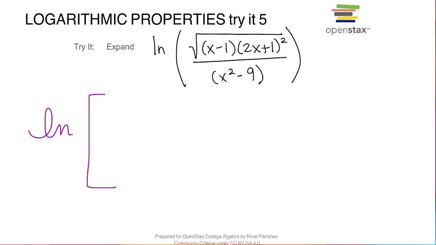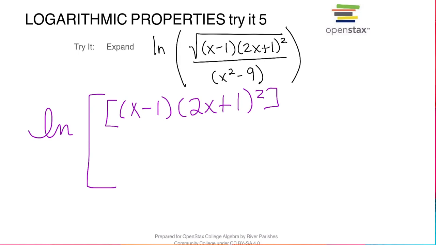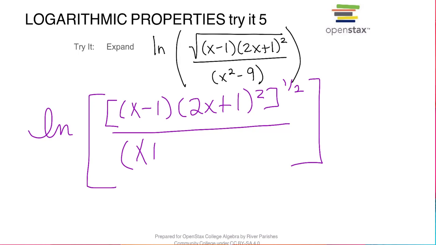So on the top, I'm going to rewrite this square root sign as the exponent 1/2. So I have this (x minus 1) times (2x plus 1) squared, to the 1/2 on top, all of that over x squared minus 9. So that actually can be factored into (x plus 3)(x minus 3), because it's a difference of squares.